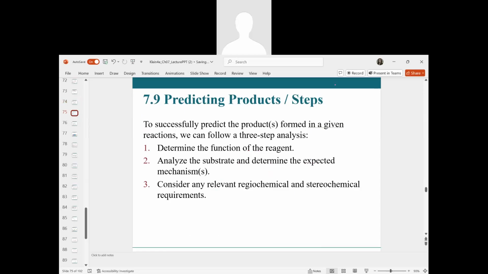First, in our analysis or our plan, we should always follow this three-step analysis. In step 1, we want to determine the function of our reagent. Is it functioning as a nucleophile or a base or both? In step 2, we want to analyze our substrate: is it primary, secondary, tertiary, benzylic, allylic, any of these. From the intersection of the function of the reagent and the substrate, we can then predict our expected mechanism. And last, we would consider any relevant regiochemical or stereochemical requirements. So let's take a look at what that would look like here.